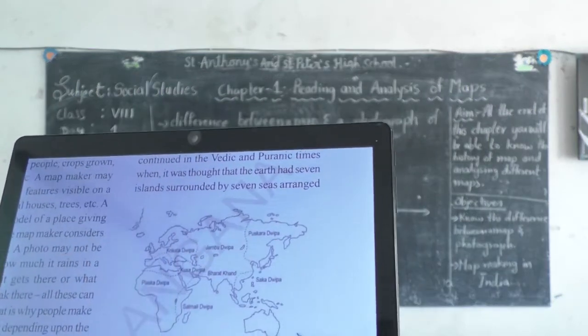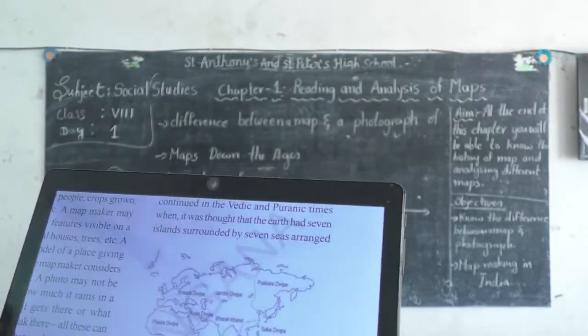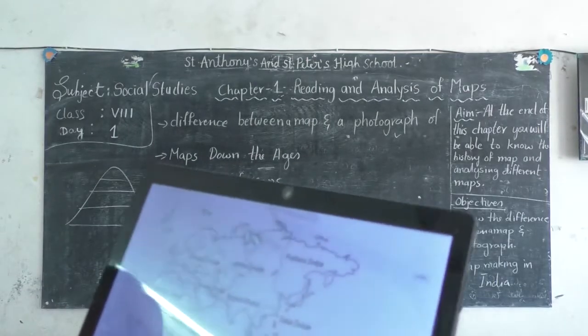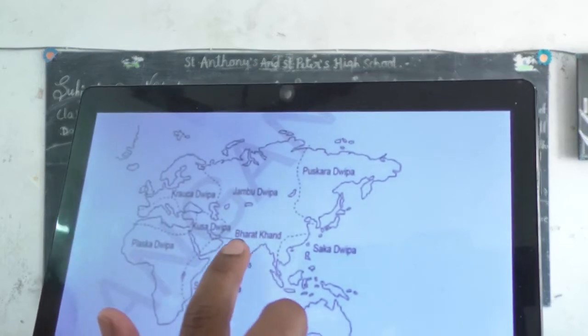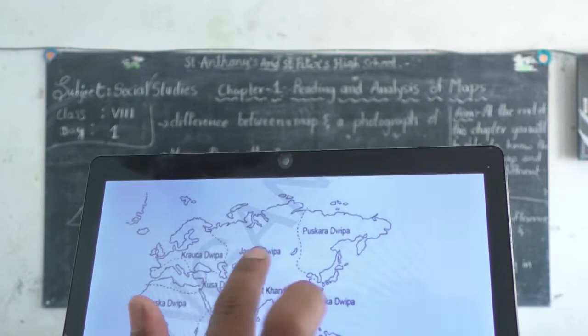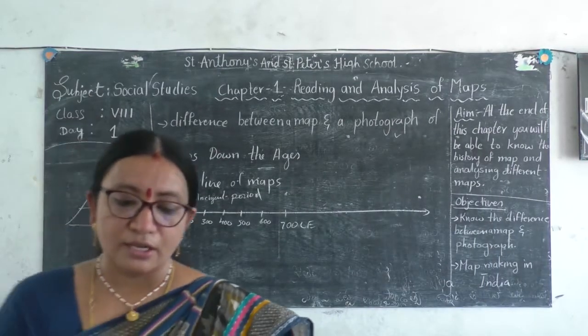And here is one more map we can observe from the time of the Vedic period, where the world was considered as 7 continents and 7 seas. In this map, only 7 continents are mentioned. You can observe Bharatakhanda, India here, which is attached with Jambudvipa, which is now known as Russia.